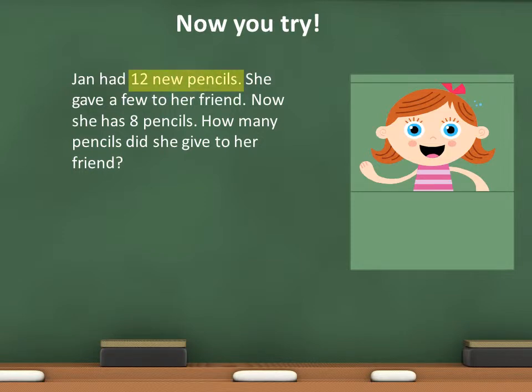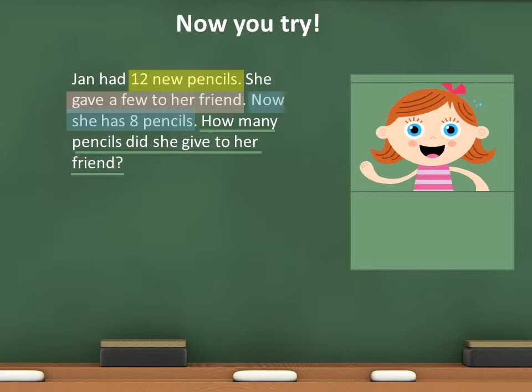The first thing you should have noticed is that Jan had 12 new pencils. The next thing you should tell is that she gave some to her friend. The last piece of information in the problem is that she has 8 pencils left. The next thing to do is to find the question. Did you find the question? The question was, how many pencils did she give to her friend?